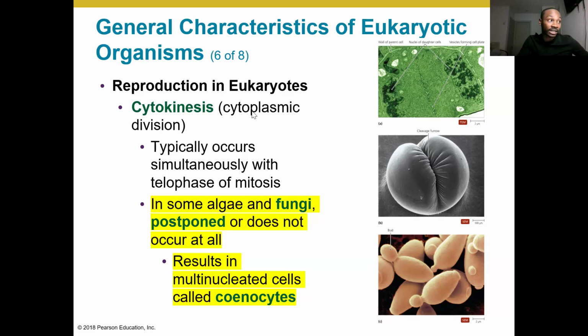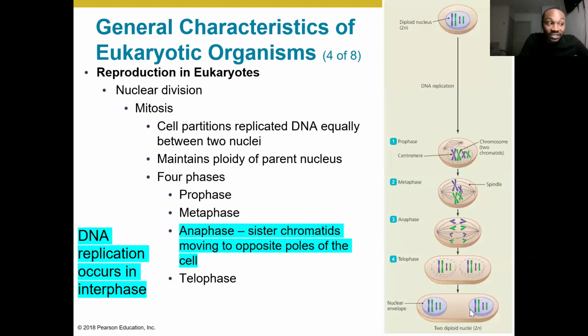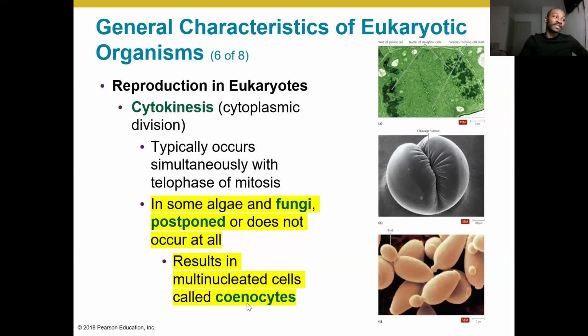Again, cytokinesis is cytoplasmic division. If the cytoplasm didn't divide and split off, the cell would have multiple nuclei, like here, one nucleus over here, one over here, and it can have multiple ones. Multiple nuclei in a cell is called a coenocyte.